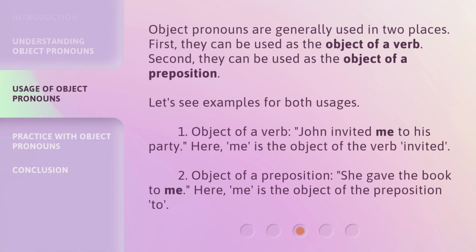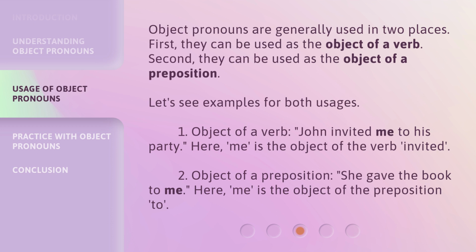Object pronouns are generally used in two places. First, they can be used as the object of a verb. Second, they can be used as the object of a preposition. Let's see examples for both usages.